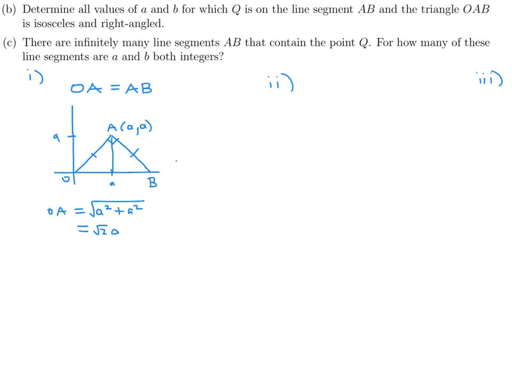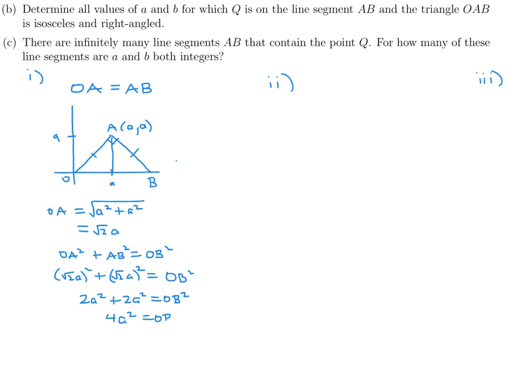And then since it's a right-angled triangle, we can use the Pythagorean theorem: OA squared plus AB squared is equal to OB squared. And since OA is equal to AB, both of them are root 2 a. Root 2a all squared plus root 2a all squared gives OB squared. So that looks like 2a squared plus 2a squared is equal to OB squared. So that's 4a squared is equal to OB squared. So OB is therefore equal to 2a.